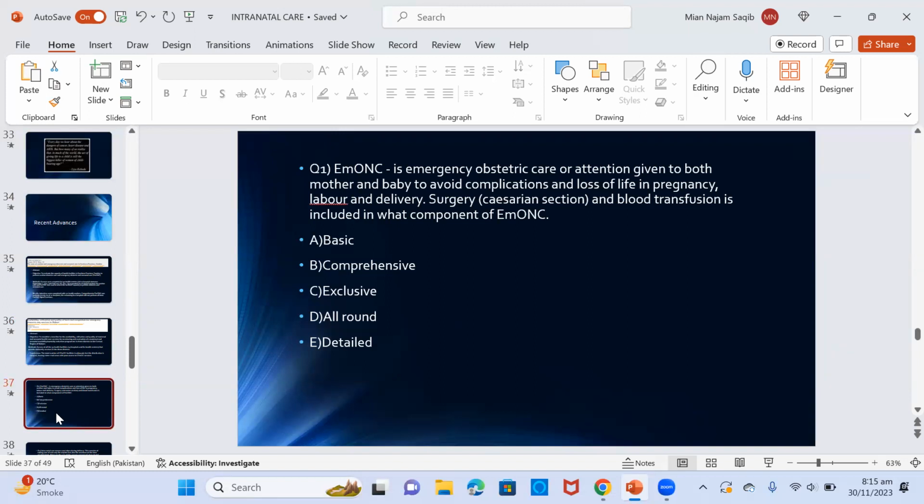EmOC is emergency obstetric care or attention given to mother and baby to avoid complications and loss of life in pregnancy, labor, and delivery. Surgery and blood transfusion is included in what component of EmONC? A. Basic, B. Comprehensive, C. Exclusive, D. All round, or E. Detailed. B. Yes, the answer is B.